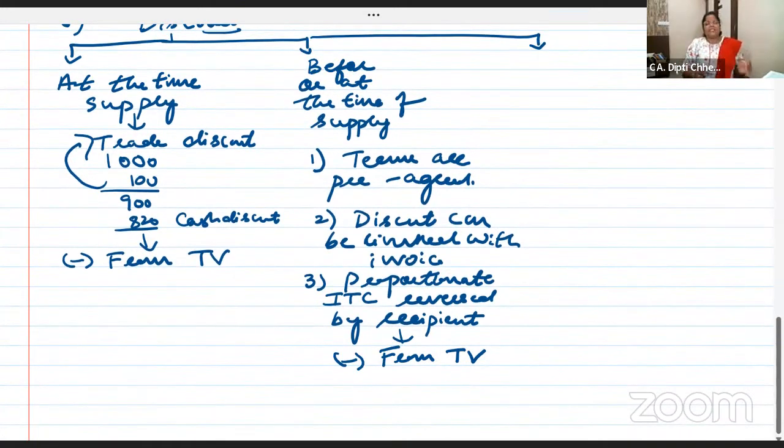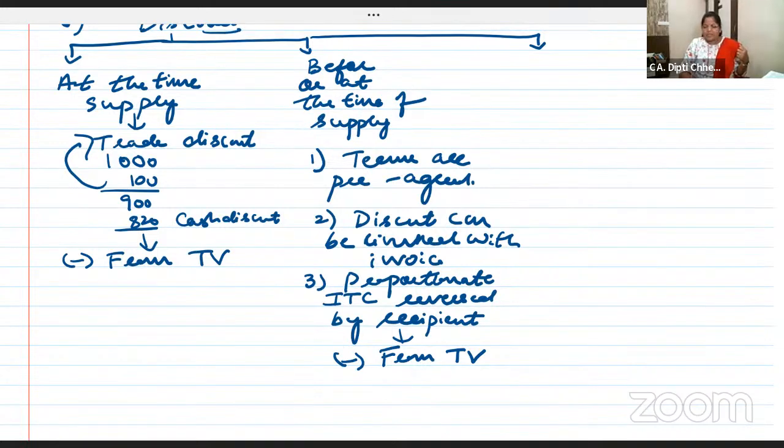ट्रांजैक्शन वैल्यू में से ये डिस्काउंट इसलिए माइनस होगा कि while supplying we didn't give you, but then it was pre-decided that this month, okay, now you are lifting 100, then 100. If you lift 1,000 boxes, we will give you this bulk discount. And when we give you that discount, we reduce the sales value by giving you the credit note. You also reverse the purchase, में आप भी ITC reverse कर दे.